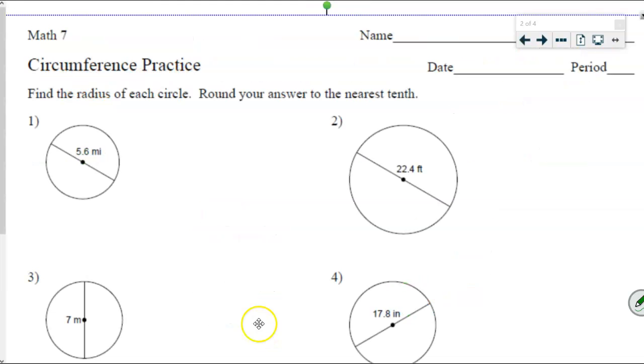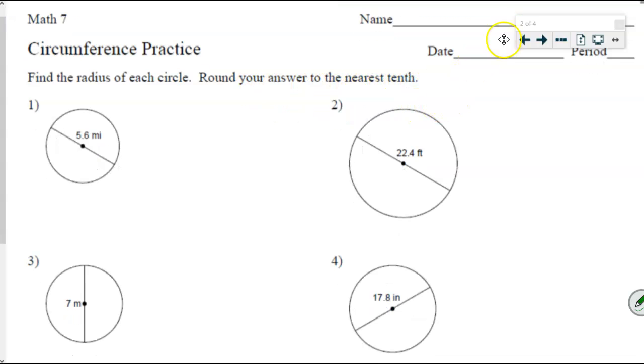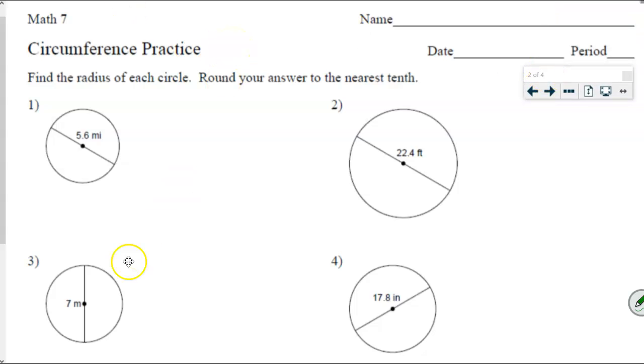On today's assignment, it does tell you for each problem what you should be rounding to. You should be rounding to the nearest tenth for most problems. If I want anything different, I will be stating that in the directions. So let's get started on our circumference practice.